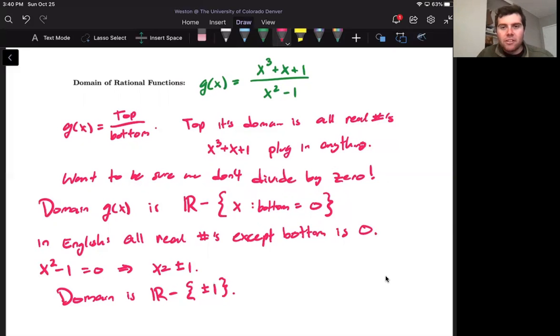So that's about it for the domain. When it comes to graphing, it'll be very important to figure out what the domain is. The places where the domain is not defined will correspond to something called asymptotes that we'll be talking about more in the next video.